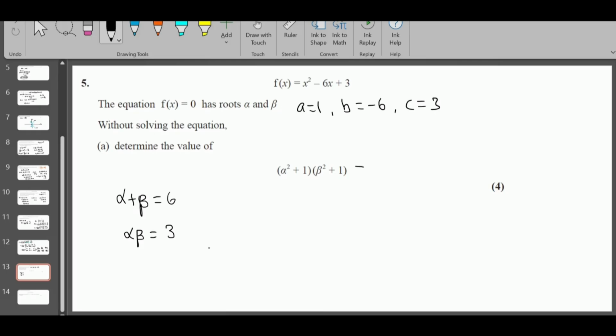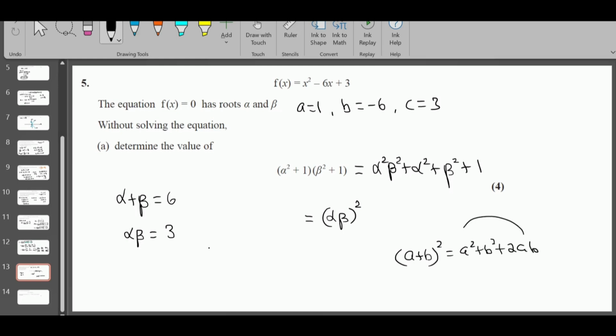Now we need to find this. So when you open the bracket, take alpha square, multiply both, you will get alpha square beta square plus alpha square. Take 1 and multiply both, plus beta square plus 1. So it's basically alpha beta whole square, the first term. The second term, if you take a plus b whole square, it's going to be a square plus b square plus 2ab. Bring the 2ab here. So you can write a square plus b square as a plus b whole square minus 2ab.